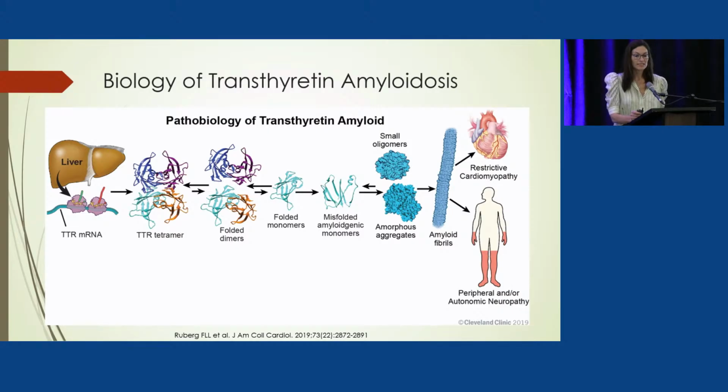TTR, transthyretin, is a homotetramer. It's made in the liver, and its main function is to carry vitamin A and also thyroid hormone. Due to the process of aging or due to inherited genetic mutations, this homotetramer can become unstable. It dissociates into monomers and oligomers, which then misfold and aggregate into amyloid fibrils. And these fibrils then are deposited for TTR mainly in the heart and the peripheral nervous system.